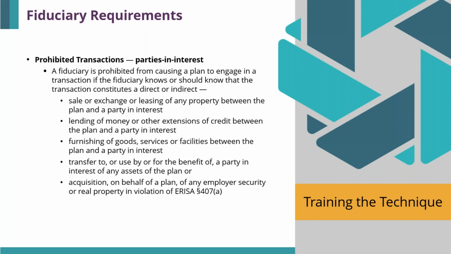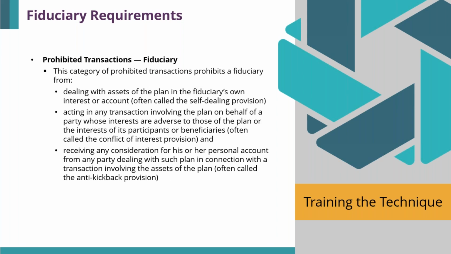So again, you have to be very careful if you're going to deal with plan assets, especially employee contributions, and paying for expenses caused by an individual who's a party in interest, which is an individual who is a fiduciary. So again, you cannot deal with the assets of the plan in the fiduciary's own interest. You can't do that, that's self-dealing. You also can't act in any transaction involving the plan on behalf of a party in interest or adverse to the plan, or receive any consideration for your personal account from any party dealing with the plan. So again, if you're providing services to the plan and you're a fiduciary, you've got to be real careful.